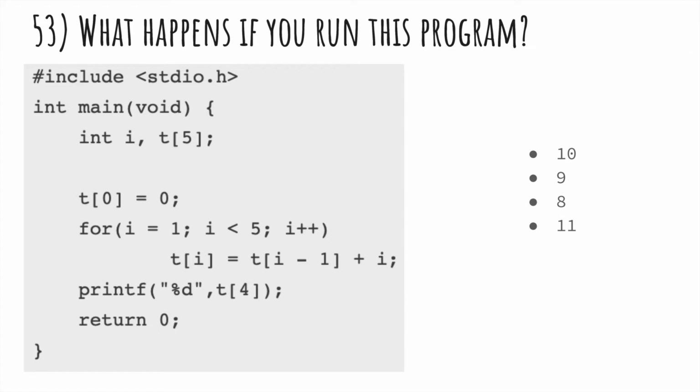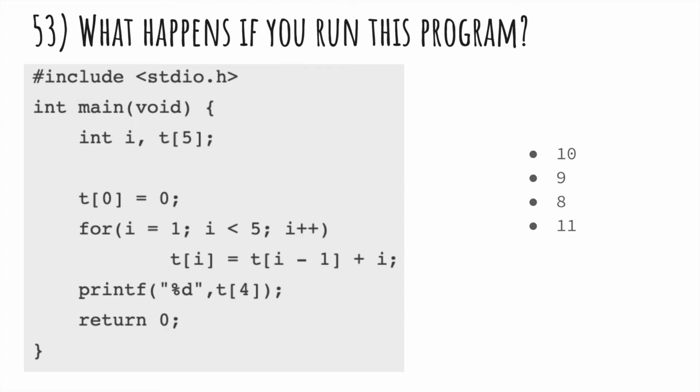How about I equals 3? We have t of 3 equal to t of 2, which is 3, plus I, which is 3. So t of 3 is going to be 6. So t of 4 equals t of 3, which is 6, plus 4, which is 10.